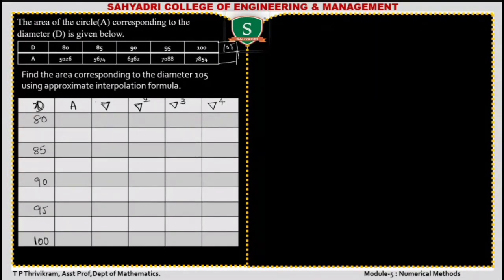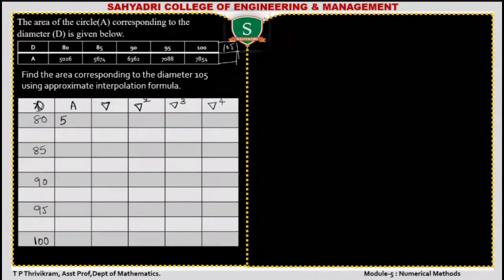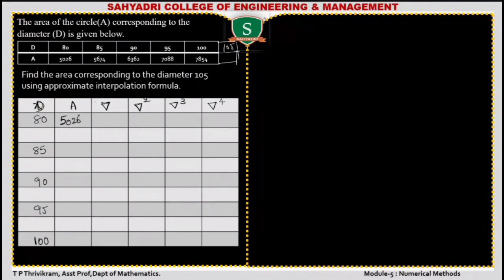So now the values are 5026, 5674, next 6362, next 7088, next year 7854. These are the values for y he has given.